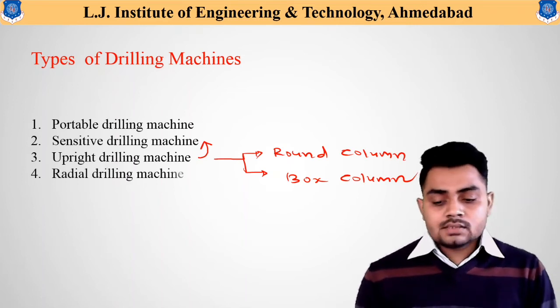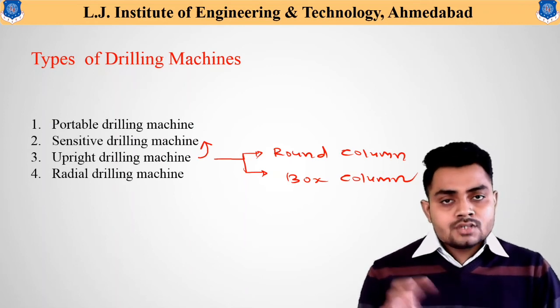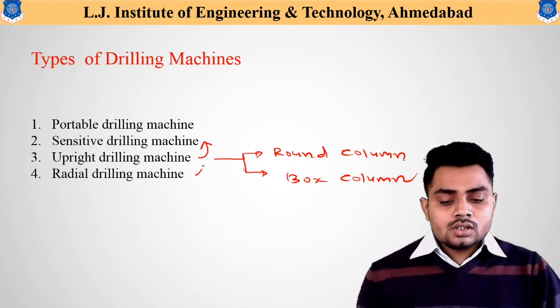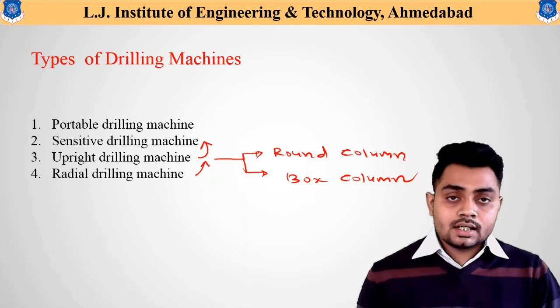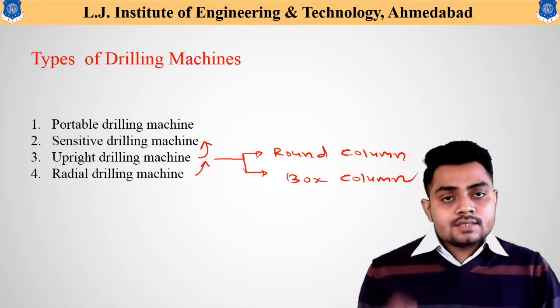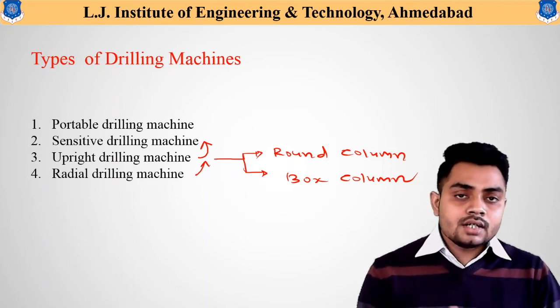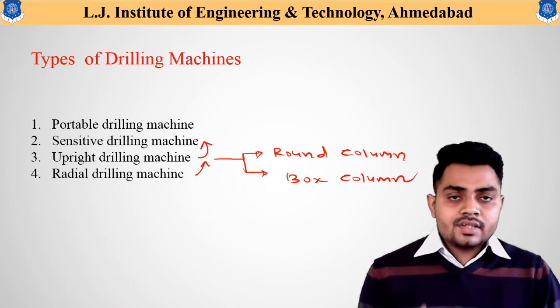Now the next machine, that is the radial drilling machine. So this radial drilling machine can perform almost all the machining operations that are performed using the above machines, but other than this, in this particular drilling machine, the entire drill bit can be moved in the radial direction, radially from 0 degree to 180 degree.